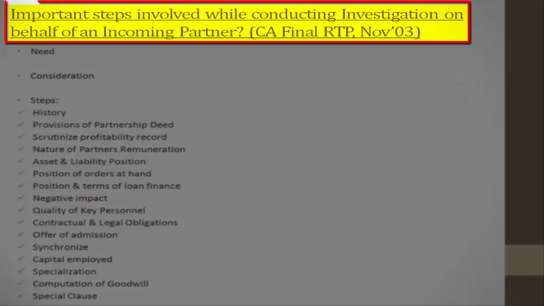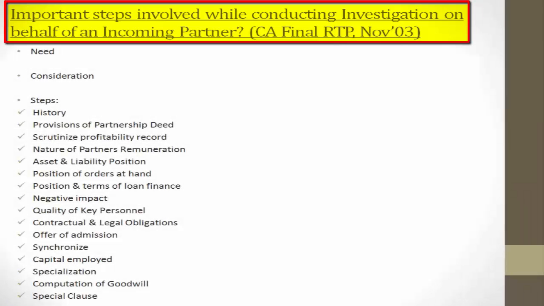So the question is, what are the important steps involved while conducting an investigation on behalf of an incoming partner? You need to understand, okay guys, there is a partner who is entering a business or a firm, and he wants to get an investigation conducted, or the company is keen to get the investigation done on behalf of that incoming partner. So whether he is capable enough or not.